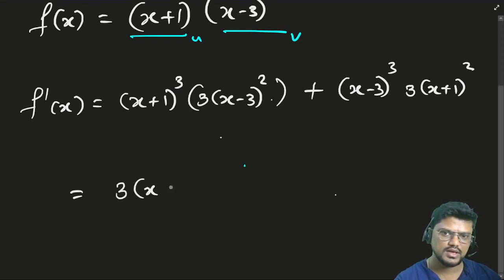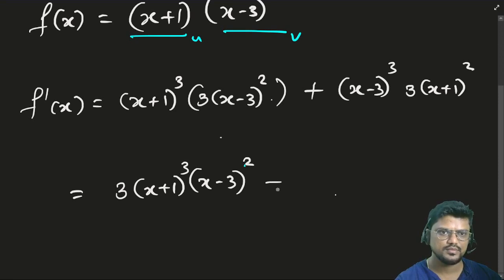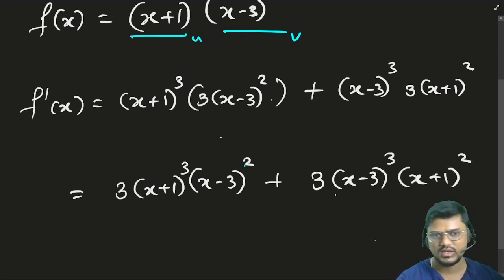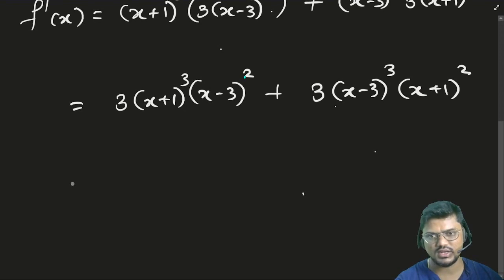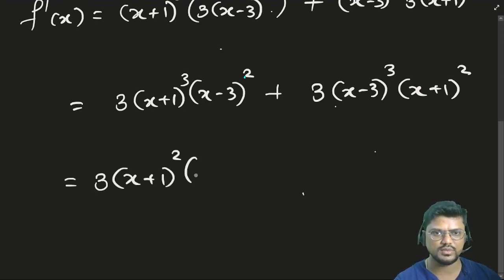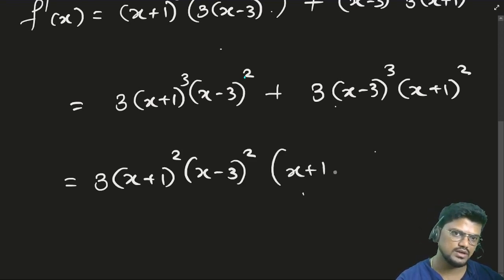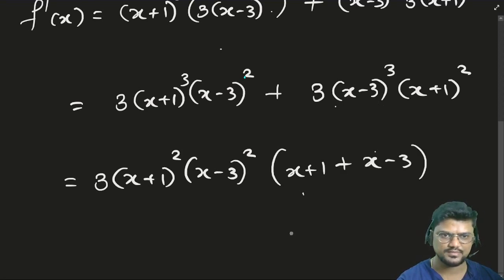3 into (x plus 1) whole cube into (x minus 3) whole square plus 3 into (x minus 3) whole cube into (x plus 1) whole square. If I take 3 into (x plus 1) and (x minus 3) everything in common, (x plus 1) square as common and (x minus 3) square as common, then what do you get? (X plus 1), and what is left over here? Plus (x minus 3) is left.